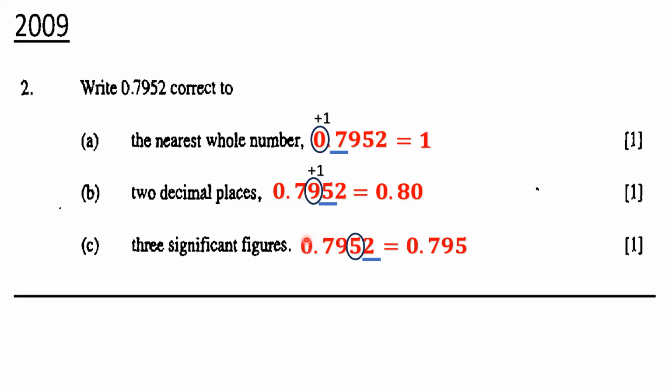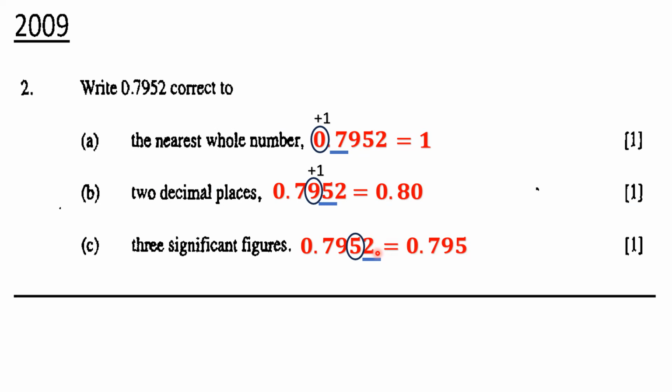Let me repeat myself. This 0 is not significant, so we cannot count that. So we count the first one, which is 7, the second one, which is 9, and the third one, which is 5. We circle it and we underline the number to the right. 2 is definitely less than 5, so we cannot round up. So it's just going to be 0.795. We do not include the 2 because we only want 3 significant figures. And if we were to include the 2, it would have been 4.